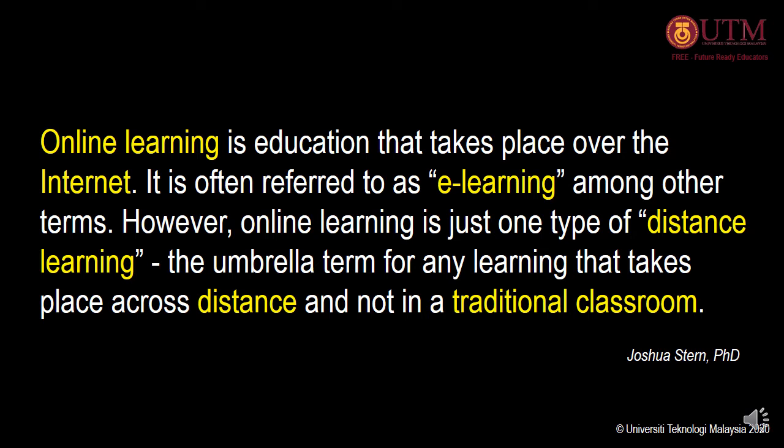Online learning is defined as learning that takes place over the internet. Some call it e-learning, which is one type of distant learning. Distant learning is a big term that defines any learning that takes place across a distance, which is not in a traditional classroom. Therefore, we can summarize that online learning is distant learning using internet, whereas face-to-face learning is conducted in a traditional classroom setup.